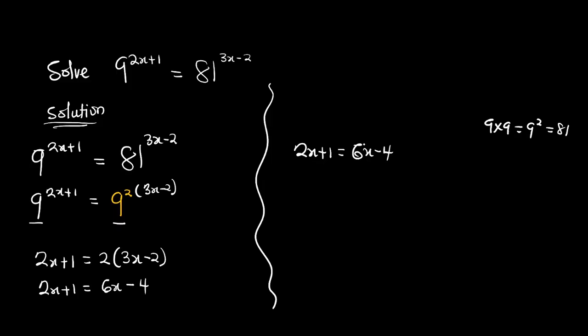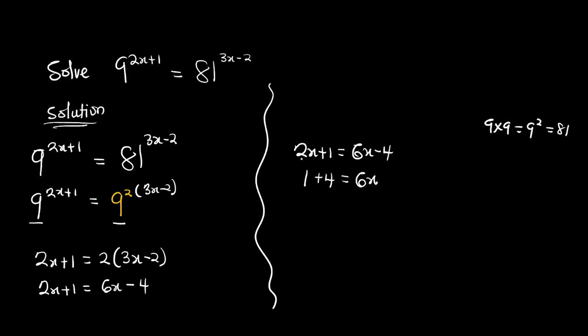I can decide to bring the 6x over here, or I can decide to send the 2x over here. So in this case, I decide to send the 2x over here. So it means the 1 will be maintained here. The negative 4 here will cross the equal to sign. It becomes positive 4. That will be equal to the 6x, which will remain here.